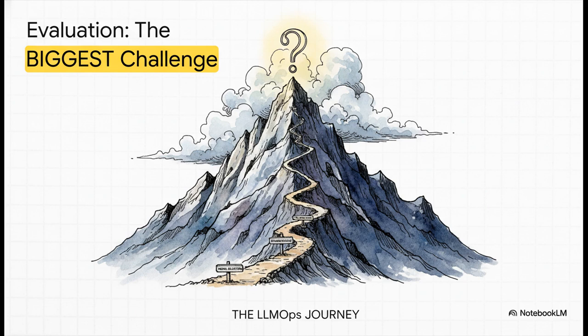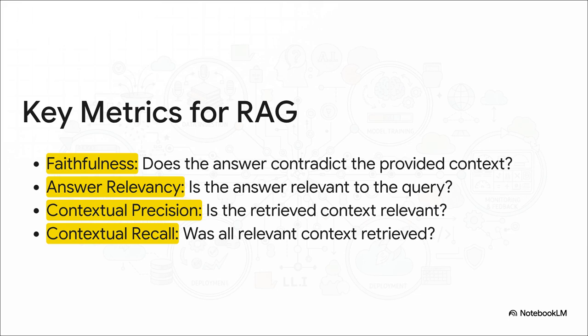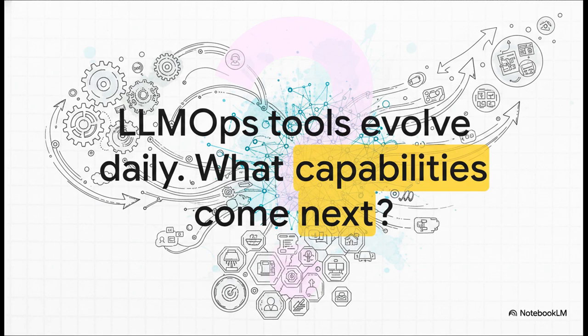So you've built your app, but how do you even know if it's any good? That's the challenge of evaluation. The outputs can be so creative. So how do you actually measure performance with hard numbers? Well, you rely on key metrics. For RAG systems, that means checking for things like faithfulness and relevancy. This field is changing every single day, so the big question really is, what's coming next?